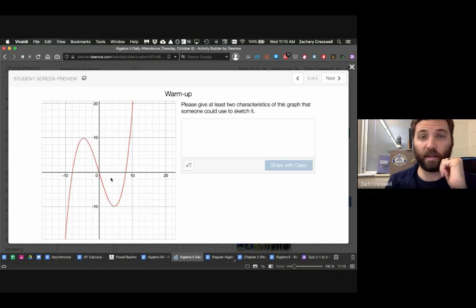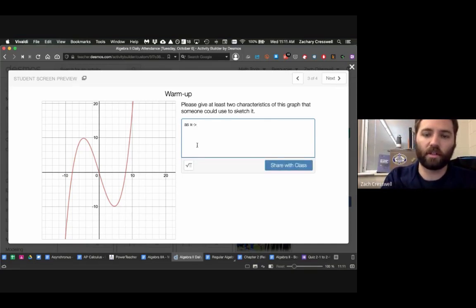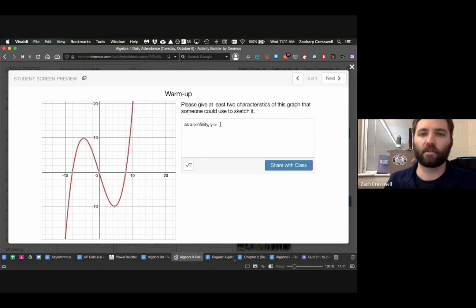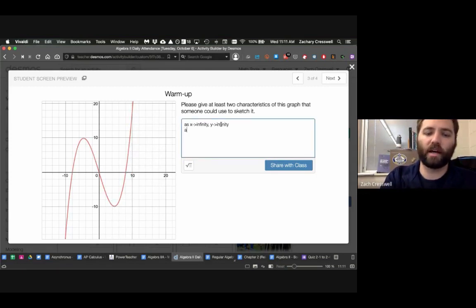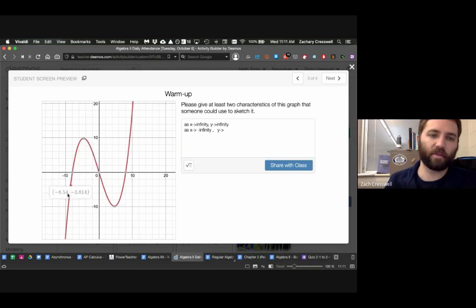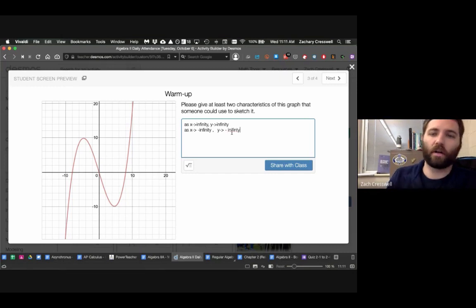You could also talk about end behavior. That would be another option. So you might write as x approaches infinity, so as you move to the right on the graph, what does y do? Well, y is going to go to positive infinity. And as x approaches negative infinity, what does y do? Well, y is going to go to negative infinity. So as you trace the graph to the left, the y values are getting more and more negative. So they go to negative infinity.